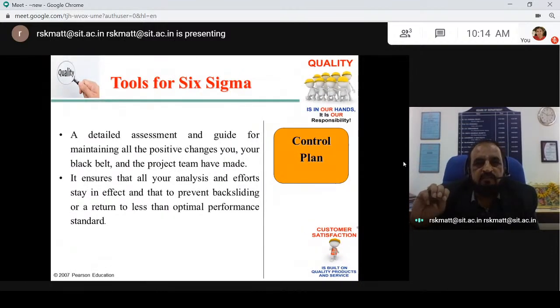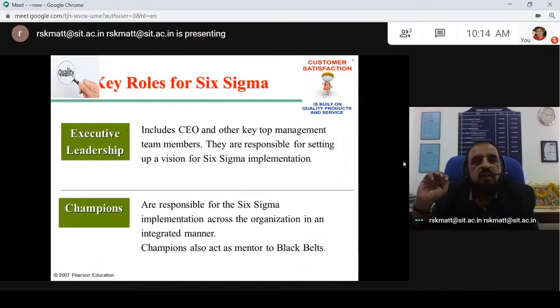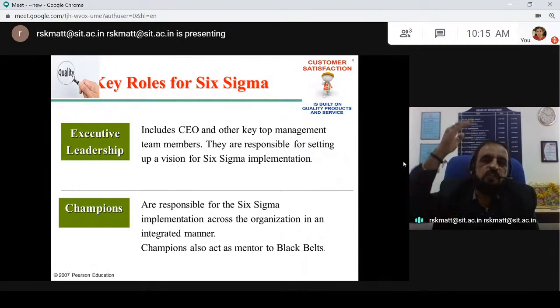And the control plan, okay, we need to record all the improvements you have done. Then key roles of the Six Sigma: the executive leadership, the CEOs, and the key top management team members. They are responsible for setting up a vision for the Six Sigma implementation. As I told earlier, it has to come from the top. All these strategies have to be implemented from the top. The top people have to change first, not at the bottom level.